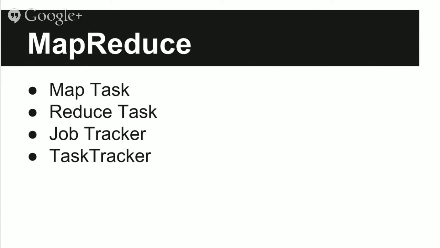MapReduce is the processing technique and a program model for distributed computing based on Java. The MapReduce algorithm contains two important tasks: the map task and the reduce task. The map task takes a set of data and converts it into another set of data where the individual elements are broken down into tuples. In the MapReduce framework, we will handle only key value pairs. Everything will be a key value pair.